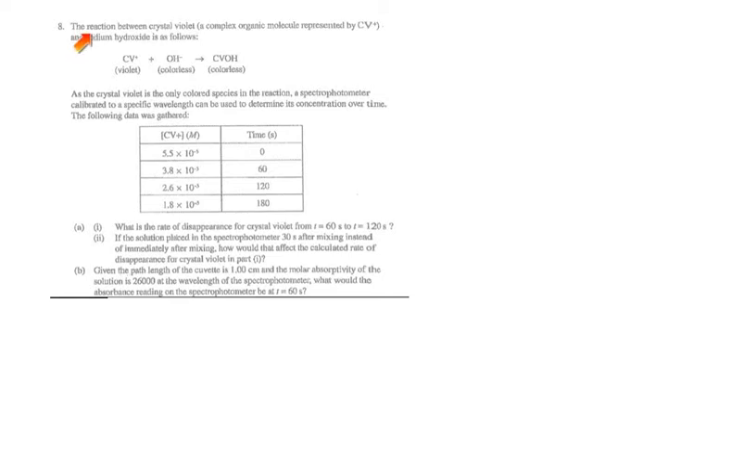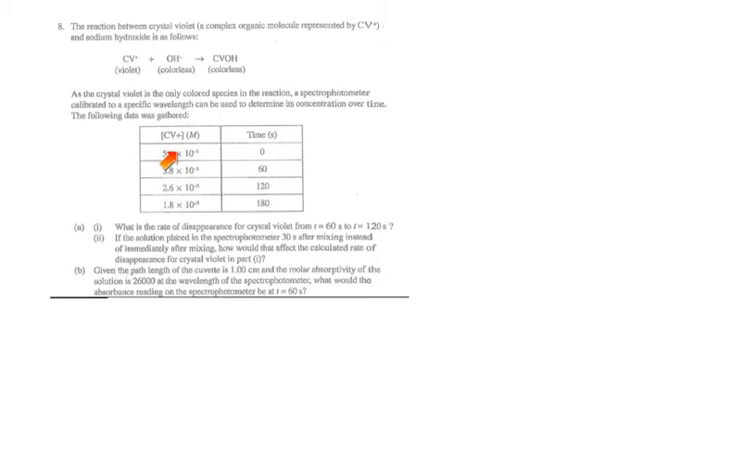Number 8. The reaction between crystal violet, which is some sort of big organic molecule, and sodium hydroxide is as follows. It looks like some sort of synthesis reaction where they just get together. As the crystal violet is the only colored species in solution, a spectrophotometer calibrated to a specific wavelength can be used to determine its concentration over time. And then they gather this data.